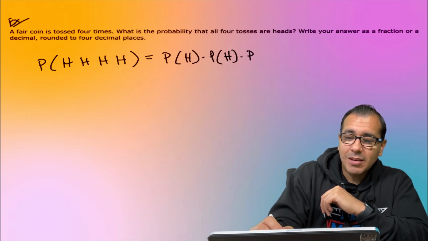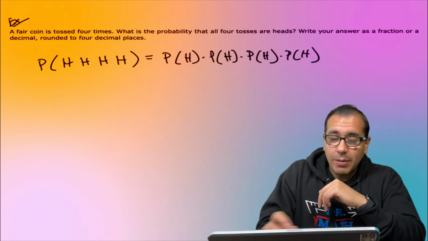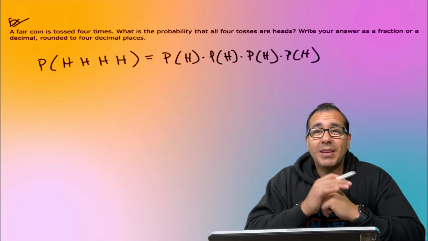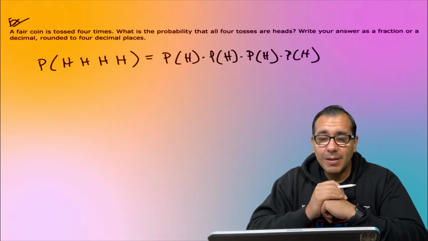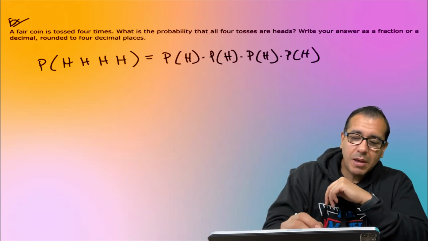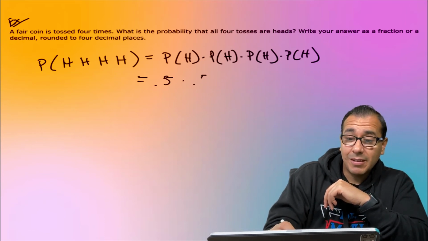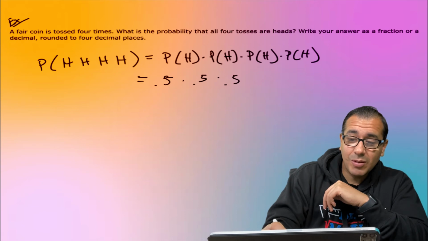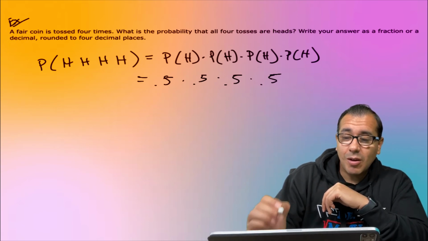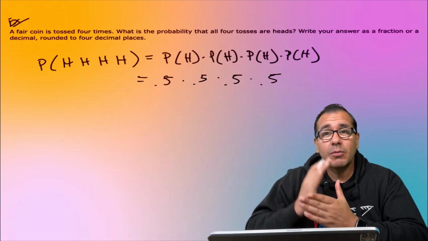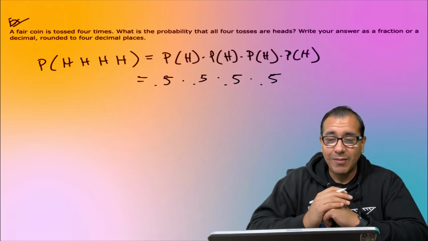So that's what I'm going to do here. I'm just going to multiply every single one of those events, because that's what this probability is going to equal, because they are independent. All right, so now what's the probability of landing on heads? Well, it's 0.5. It never changes. It's always 0.5. So all I'm doing is multiplying 0.5 times 0.5 times 0.5 times 0.5.